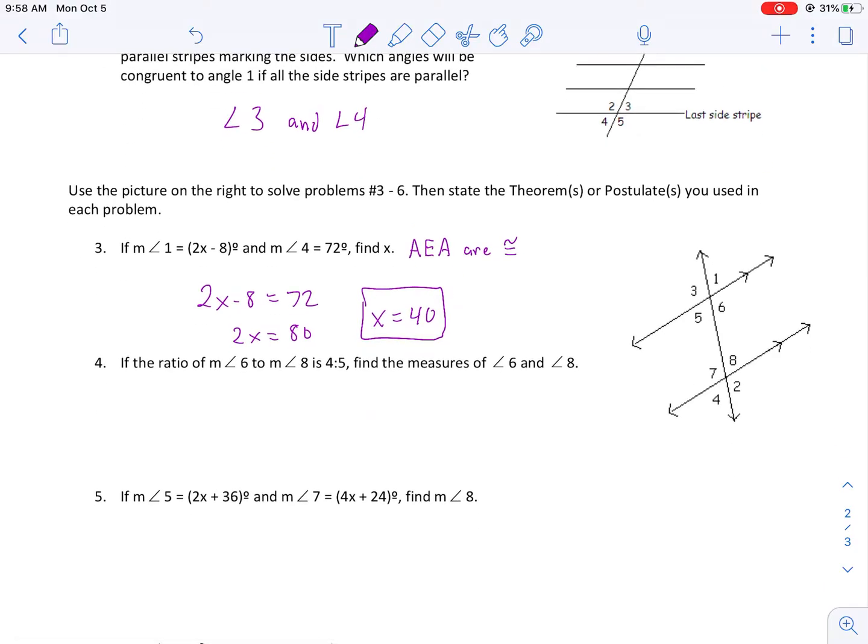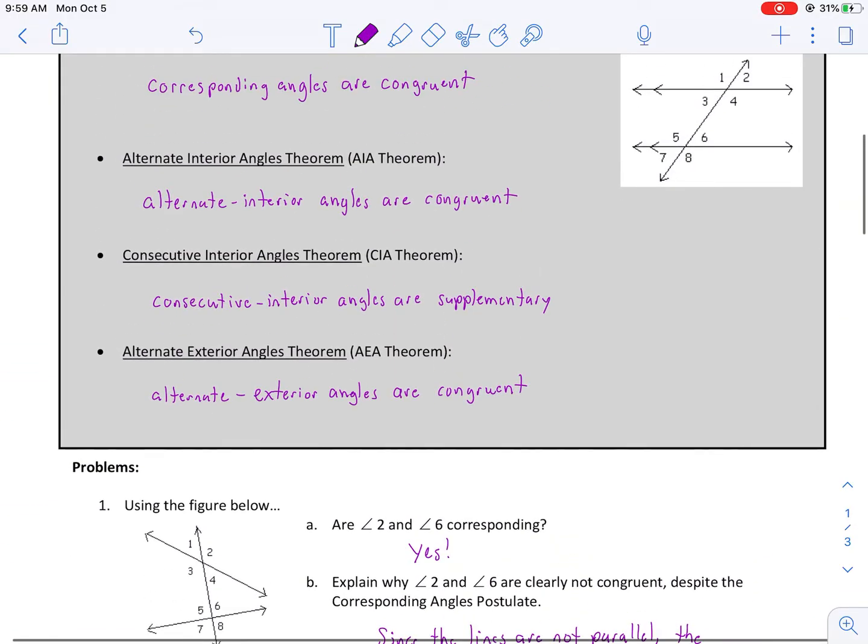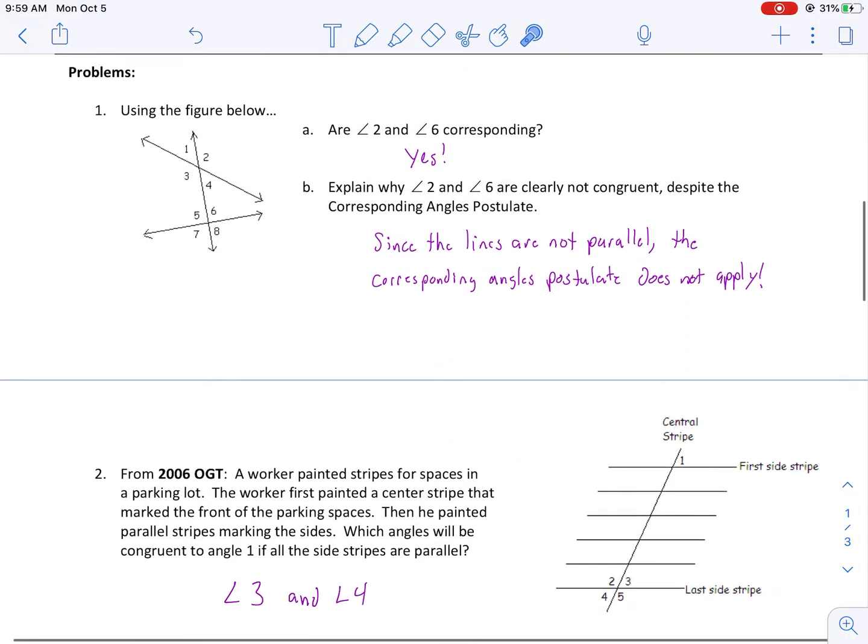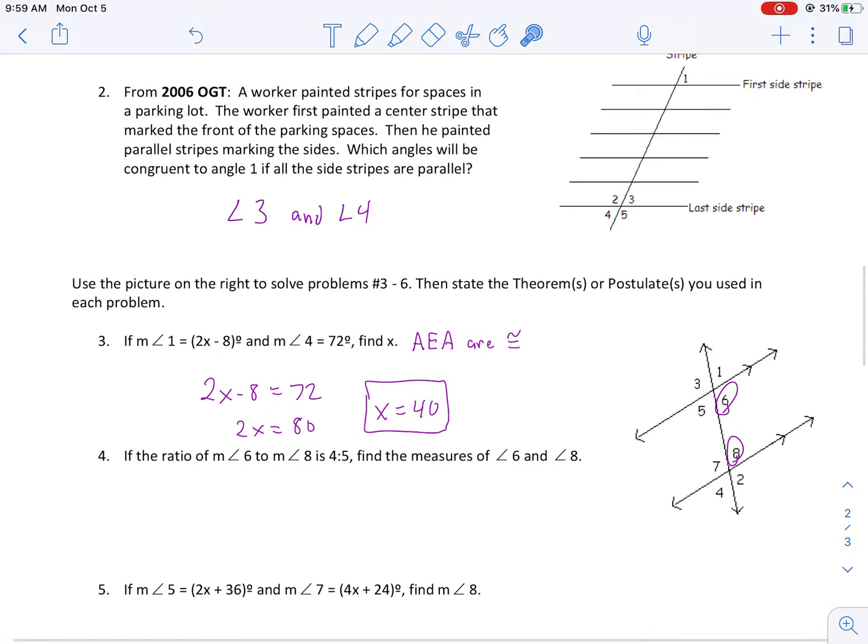Okay. Number 4 says that the ratio of the measure of angle 6 to angle 8 is 4 to 5. Find the measures of angles 6 and 8. So these are consecutive interior angles, okay, and they are supplementary. Remember, consecutive interior, same side of the transversal. So here's our transversal right here. They're on the same side, and they're both inside. So consecutive interior angles are supplementary.